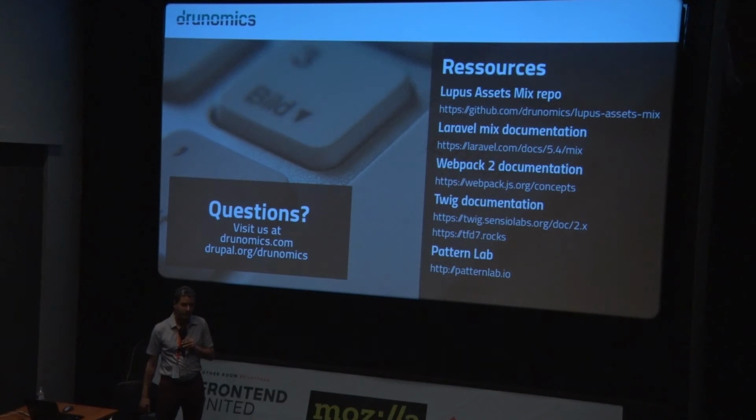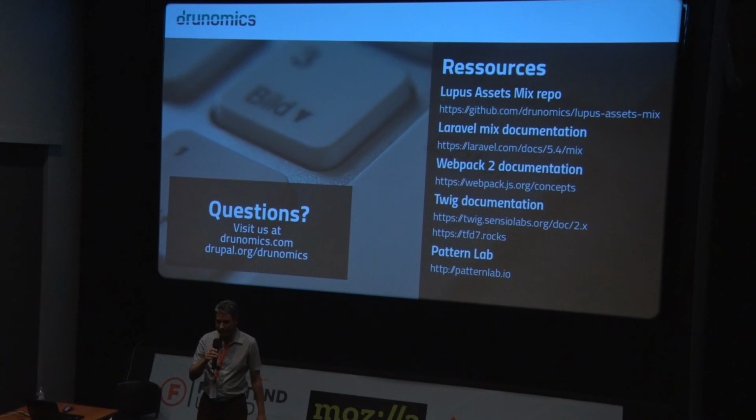Have you already worked with UI Patterns, a module which combines Pattern Lab with Drupal more? Yeah, yeah. With UI Patterns. So this is actually the Lupus Assets Mix repo which we provide. It does actually this. So it combines Pattern Lab with Twig and with Drupal. This is already the combination. It's an optimized package.